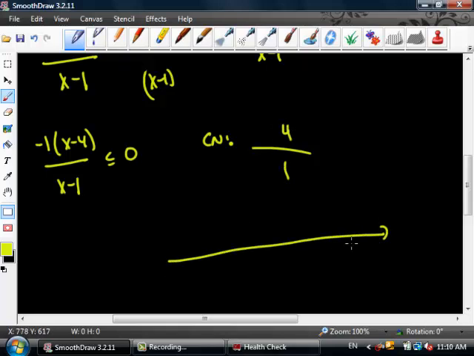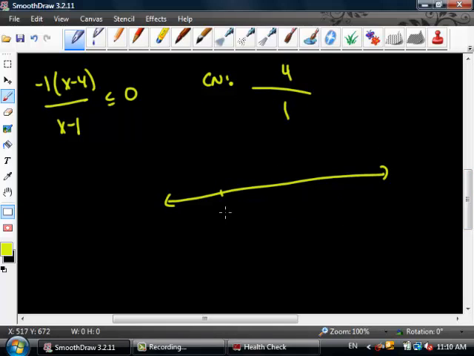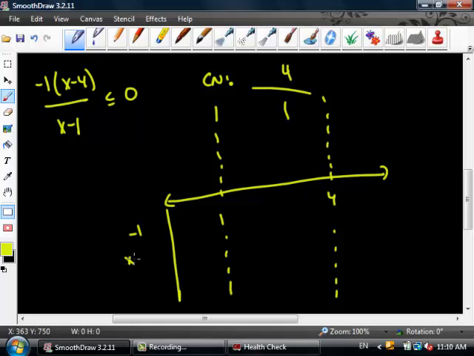So now, pump this thing into the sign chart. So I've got a 1 and I've got a 4. Now I pump in all of my functions. I have 3 of them. I have a negative 1, I have an x minus 4, and I have an x minus 1. Negative 1's easy because it's negative regardless of where you go. Now I need a number smaller than 1. So let's go 0. That's going to be negative, negative. In between 1 and 4, 2. So that's negative, negative. I'm sorry, negative, positive. And then 5 trillion is going to be positive, positive. So my final intervals are negative, positive, negative.